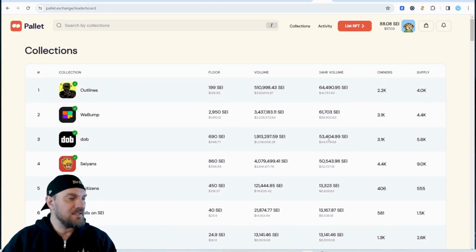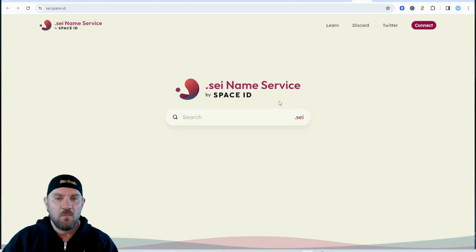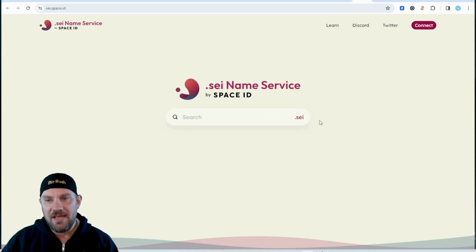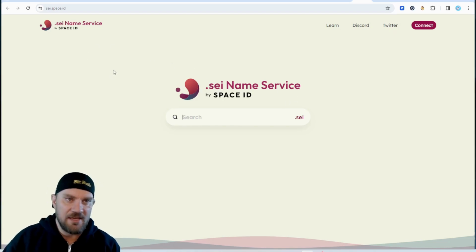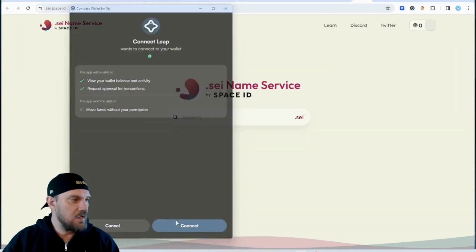And speaking of NFTs, the next thing we can do is to get a domain name. So if you're familiar with Ethereum and the ENS names, or even on Bitcoin now, we have the .sats name. So there's also a .sei name. So if you guys want a short address for your wallet and you want to be able to send stuff really quick or just claim it in the future, you're able to do that here. And this is called sei.space. And yeah, let's connect our wallet here, Compass Wallet. We're just going to connect.